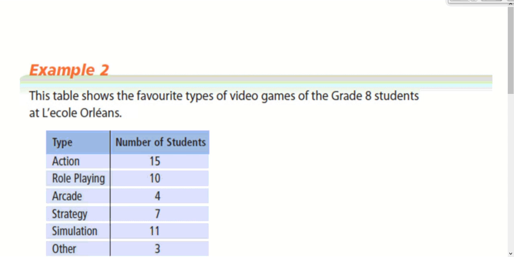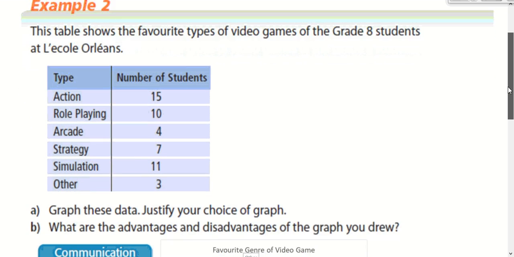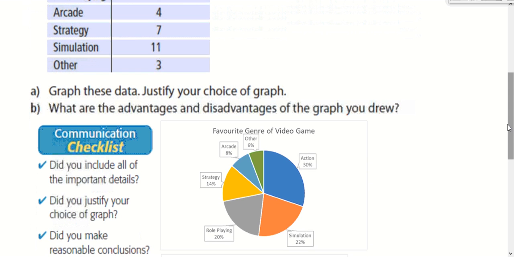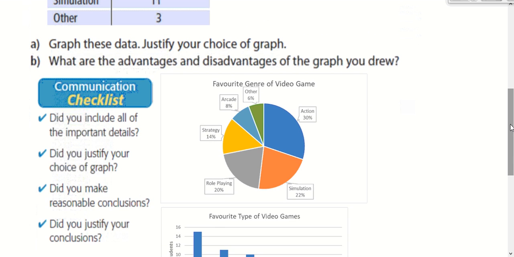This table shows favorite types of video games of the grade 8 students at l'École Hollande. We have these types, and we have the number of students. If we scroll down, we need to graph this data. So I went ahead and used an Excel graph. All you have to do is type it in a table, highlight the table, and then insert a graph. I did that because it was easy to see. I made sure that I had a title, my percentages, and what they are. I made sure that mine were in numerical order so that I had this nice ratio of ascending to descending.